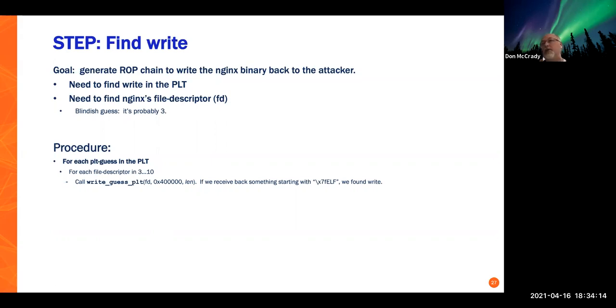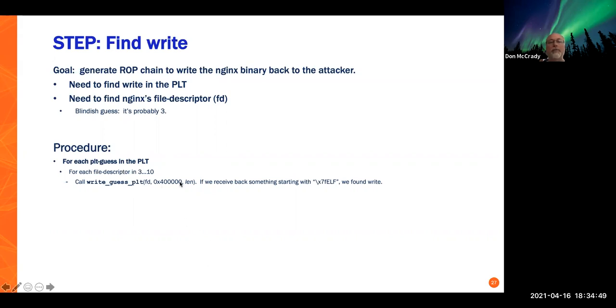And here's another blindish optimization you can make. It's probably 3. As you know, 0, 1, and 2 are standard in, standard out, standard error. If you ask for another file descriptor, it'll get the next one. It's probably going to be 3, but we will make a good faith guess. We'll try values from 3 to 10. You could try values from 3 to 50. So that's what we do. We scan through the PLT, and the first argument to what we're going to guess is write, we're going to try 3, 4, 5, 6, 7 until we find something that works.